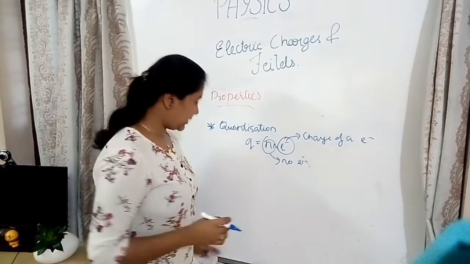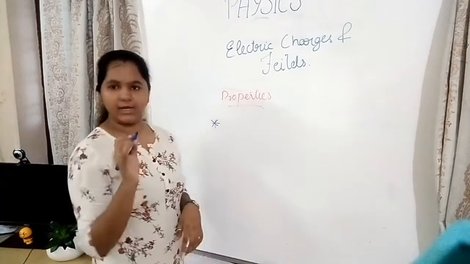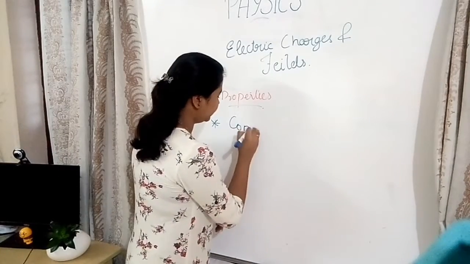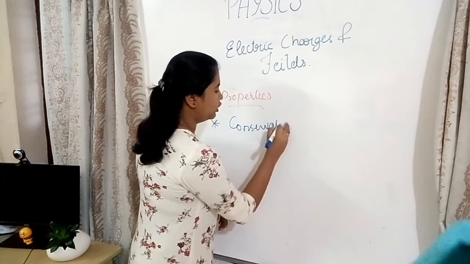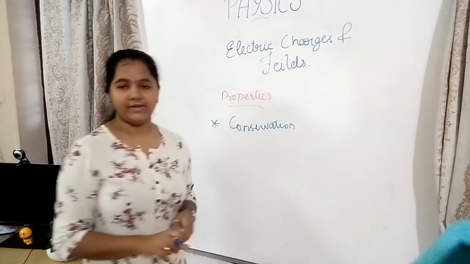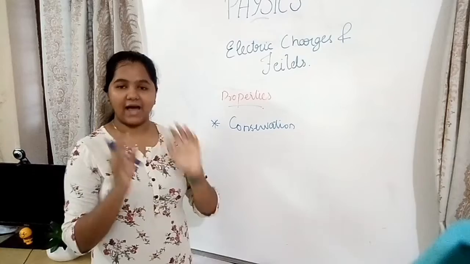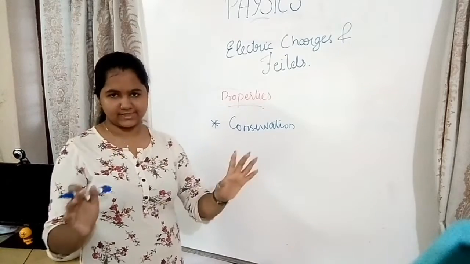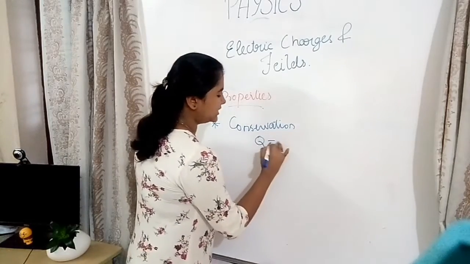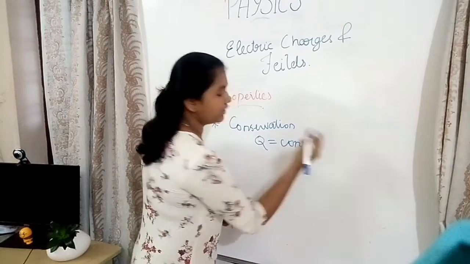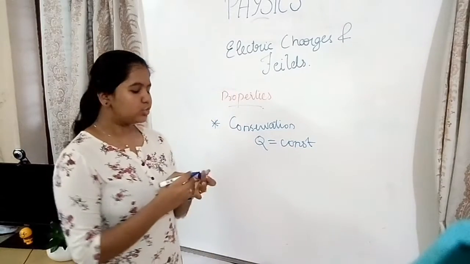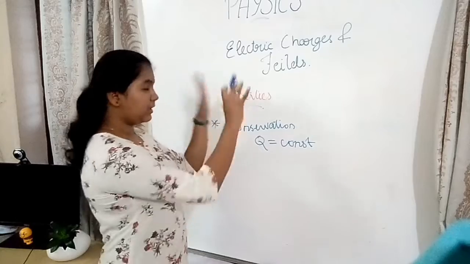The next point that we have to discuss is conservation of charges. It says that an isolated system would have its charge as a constant. That is, Q is equal to a constant for an isolated system. So we finished the properties.